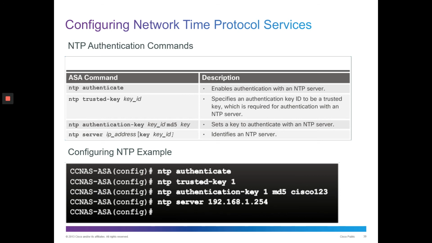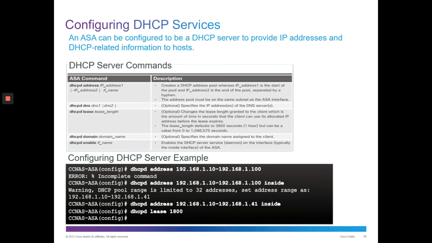So again, in your firewall, you can set up the NTP server as well, and you can authenticate that. You can say NTP authenticate, which enables authentication with the NTP server, and then you have NTP trusted key, which is basically the key that you need for authentication. And again, you can have the NTP authentication key, your version and your password, and you can set up the NTP server with the NTP server command. So similar to what you have done with the routers.